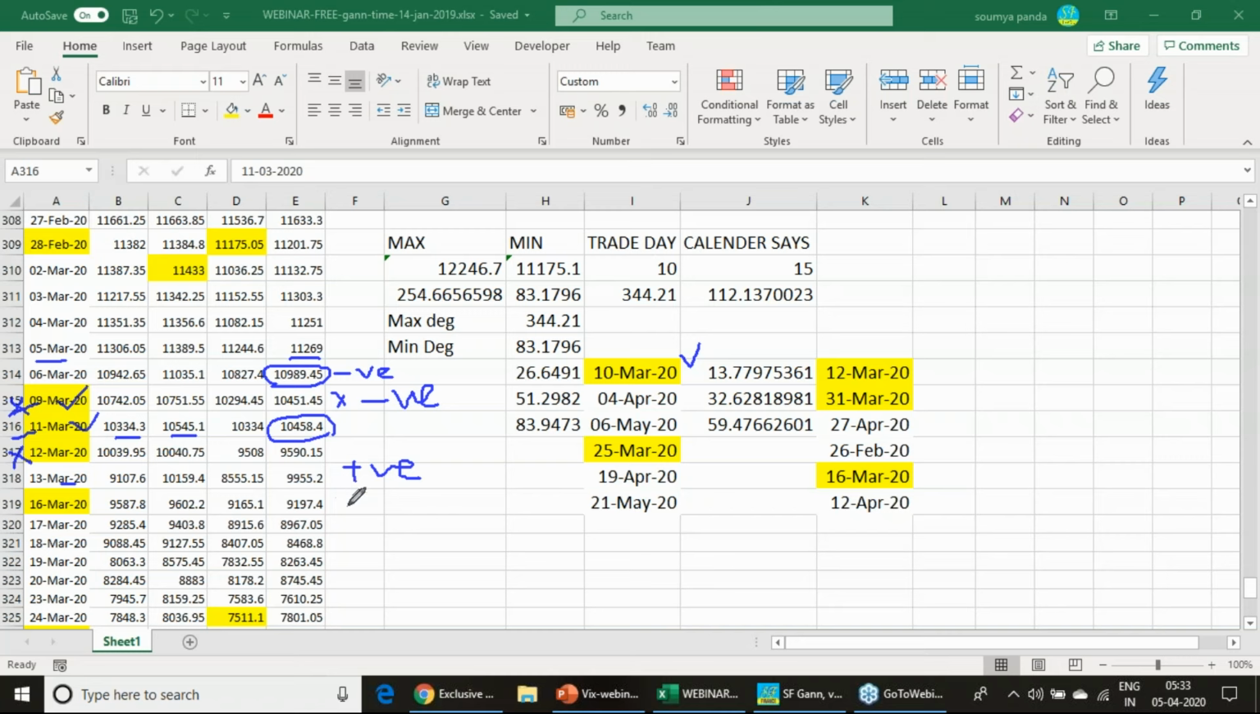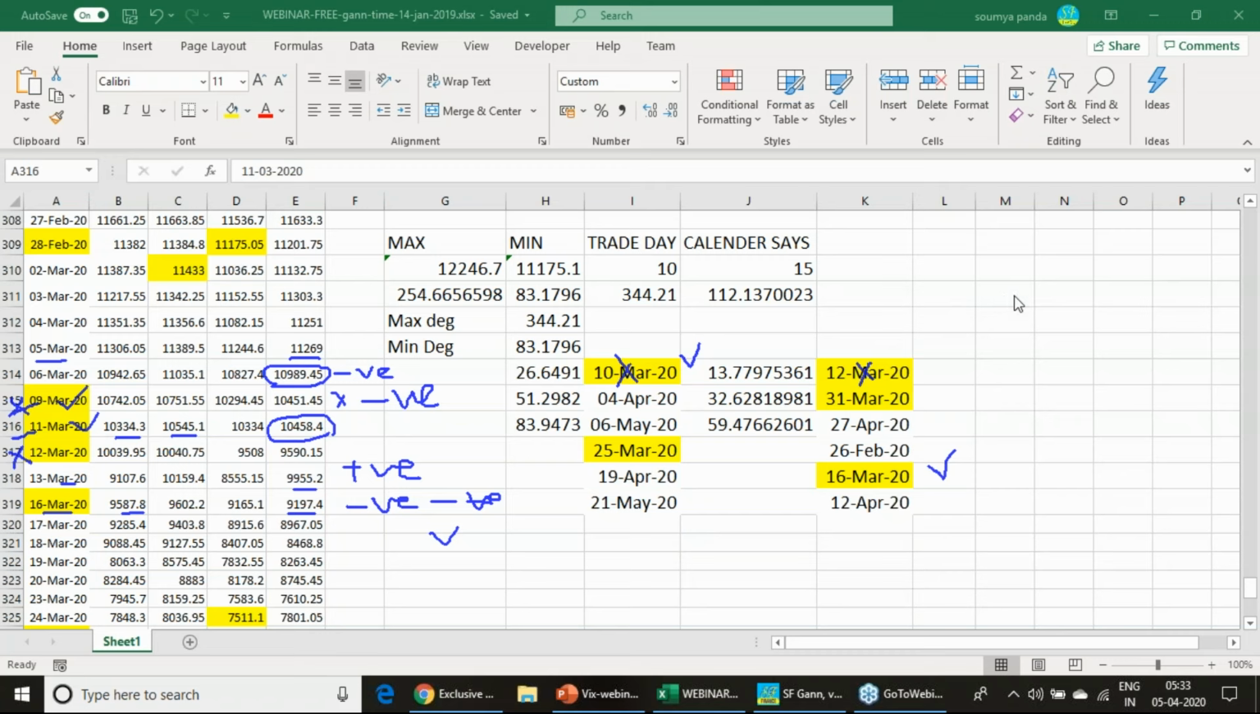We are expecting a negative open or negative close. This is clearly visible here from 9,955. It opened at 9,587 and closed at 9,197. So the trend reversal date worked this time. The earlier date did not work, and the 12th also did not work. So only one day it has worked, on the 16th of March.